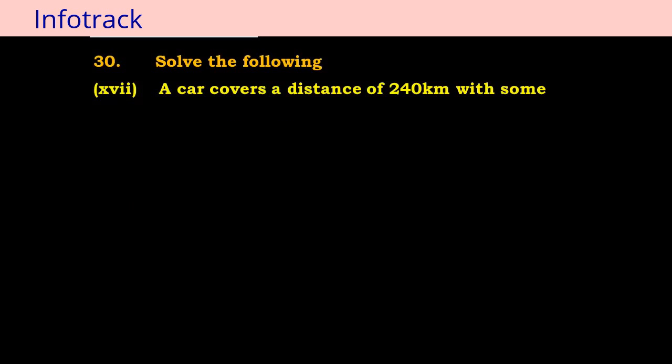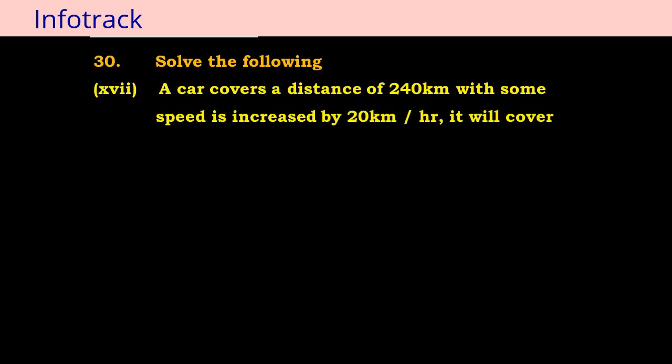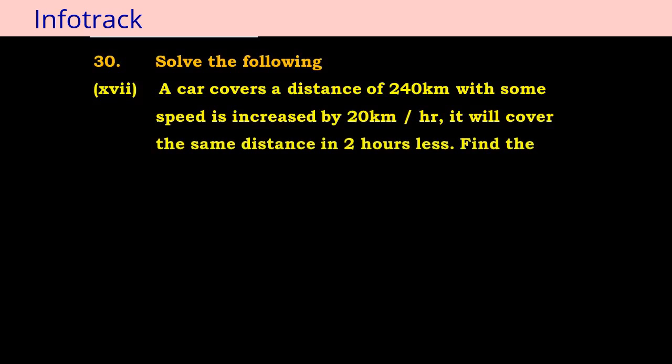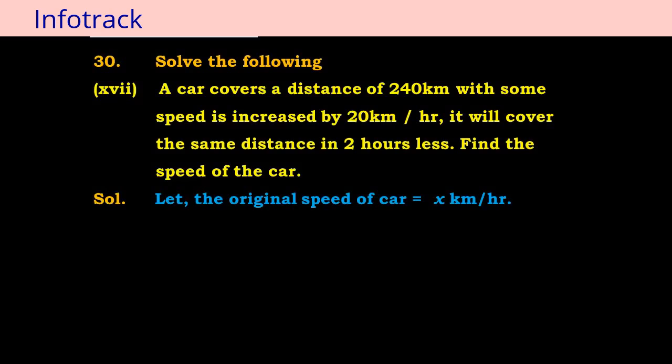A car covers a distance of 240 km with some speed. If the speed is increased by 20 km per hour, it will cover the same distance in 2 hours less. Time will be 2 hours less. Find the speed of the car. See, again the question is to find the speed of the car. That means let the original speed of the car be x kilometer per hour.